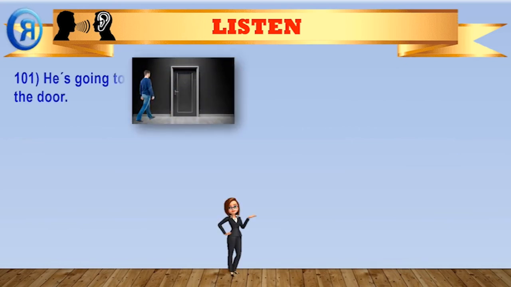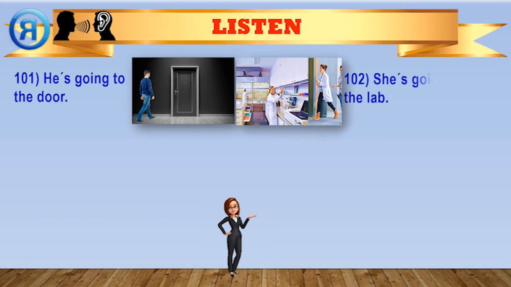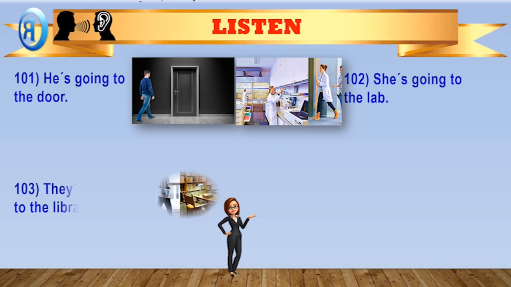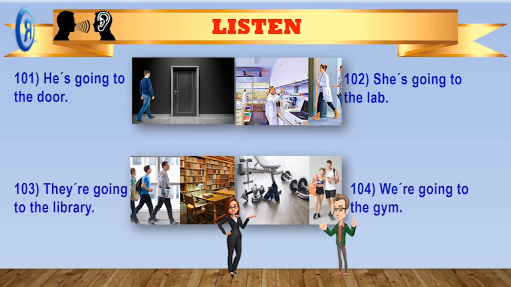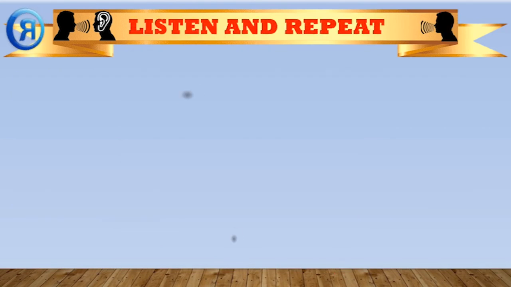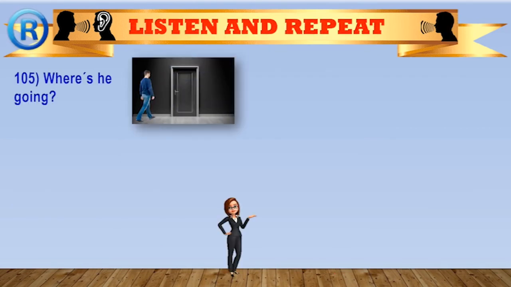101. He's going to the door. 102. She's going to the lab. 103. They're going to the library. 104. We're going to the gym. 105. Where's he going? He's going to the door.